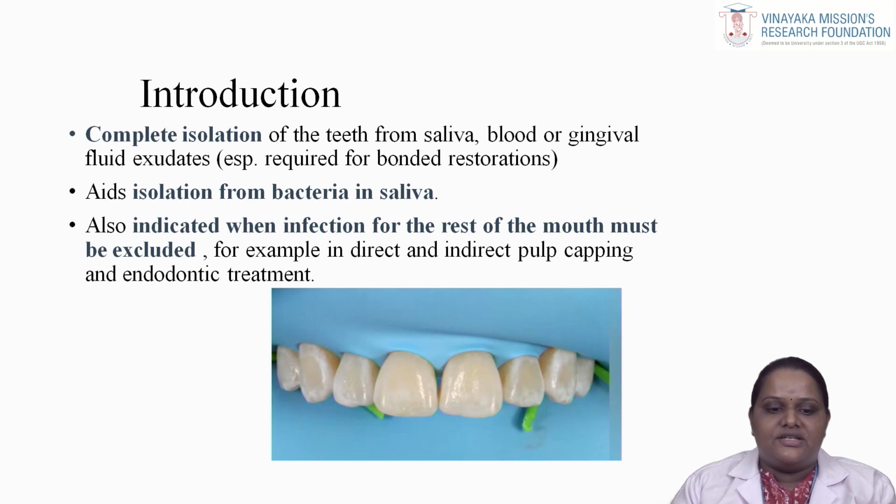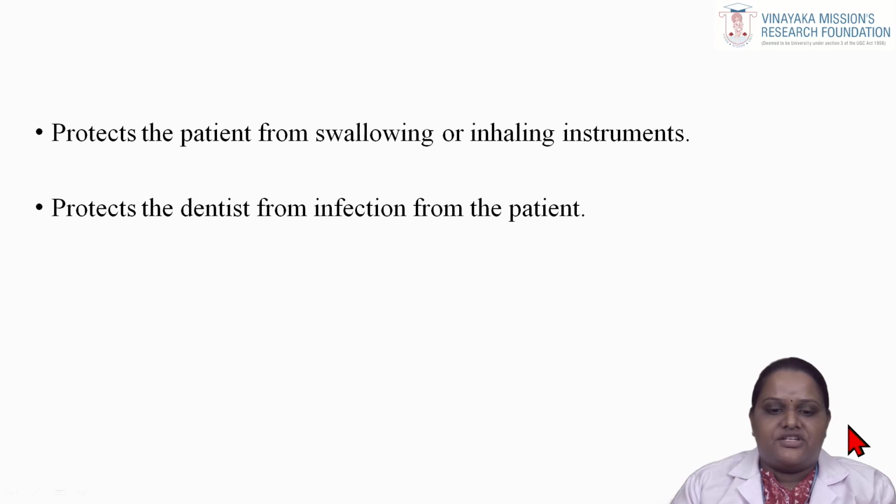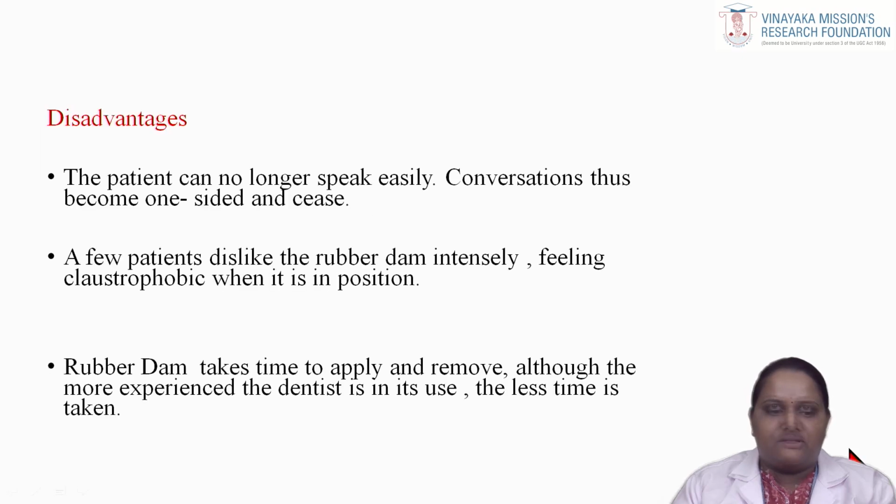It also aids in isolation from bacteria in saliva. It's indicated when infection from the rest of the mouth must be excluded, for example, in direct and indirect pulp capping and endodontic treatment procedures. It protects the patient from swallowing or inhaling the instruments, and protects the dentist from infection from the patient. So far, we have seen the advantages of using a rubber dam. It also has its own disadvantages. We'll be seeing about it in this slide.